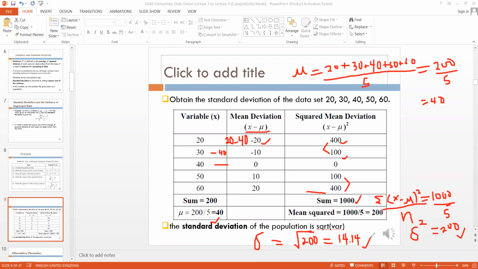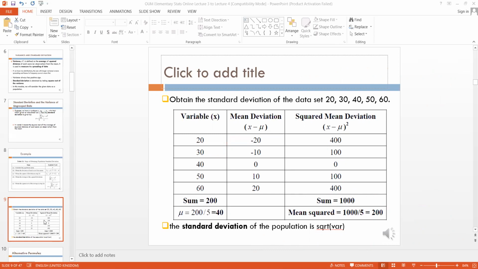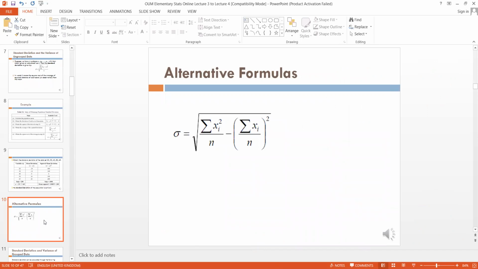Very simple. Now, we're going to look at an alternative formula, which will give you the same results. And after that, we look at the computation for group data as well. So alternatively, we could find the standard deviation using this formula, which is the square root of summation xi squared over n minus summation xi over n all squared. That will give you the standard deviation.